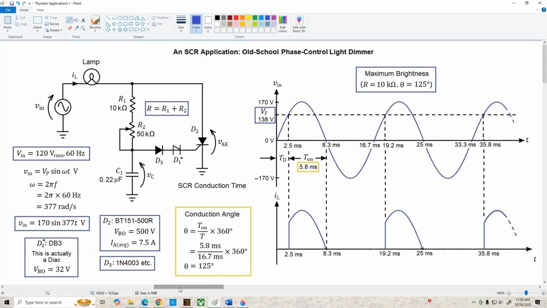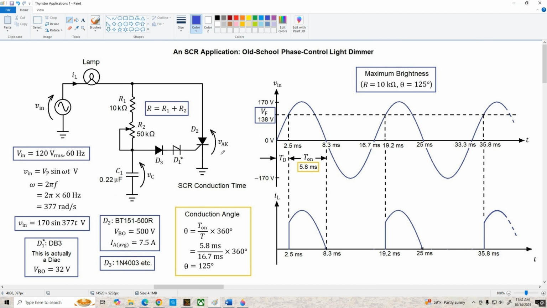Light dimmer circuits are considered relatively simple, but really there's a lot of stuff going on here, and I'm going to try and explain how this works as clearly and concisely as possible. The main idea is that we're going to control the brightness of this lamp by varying the average current flow through it with this SCR.